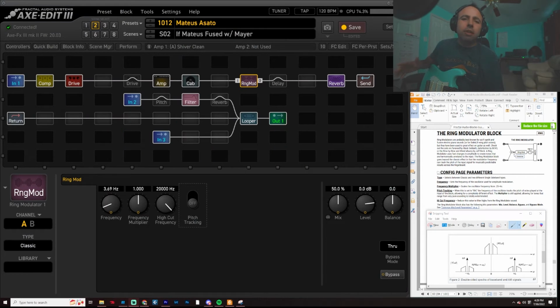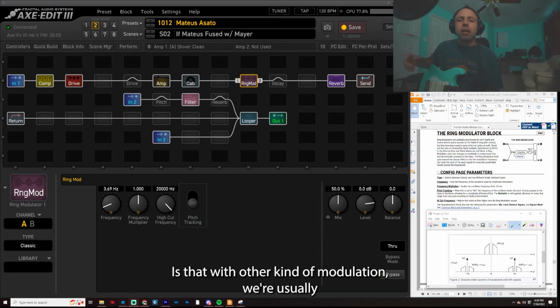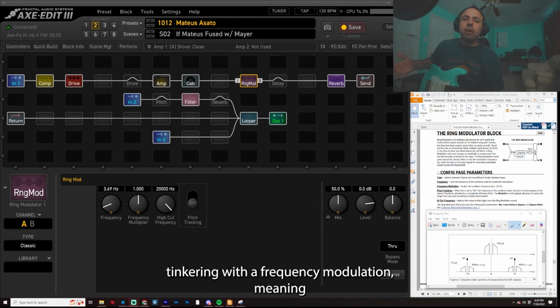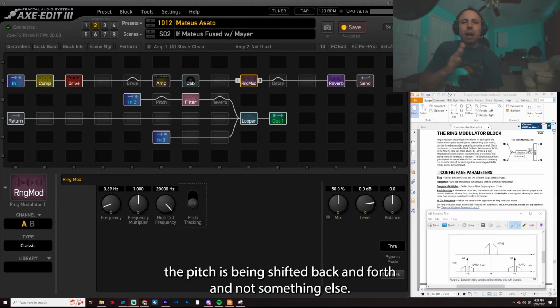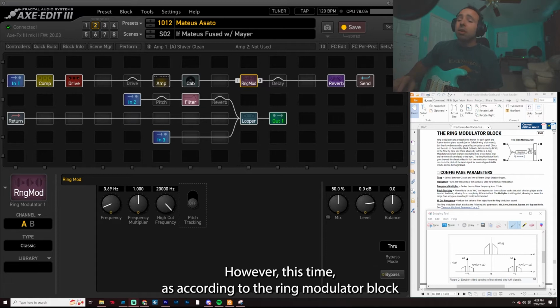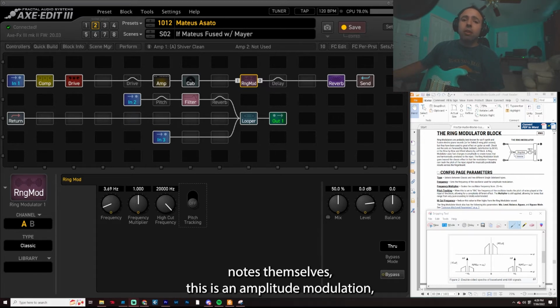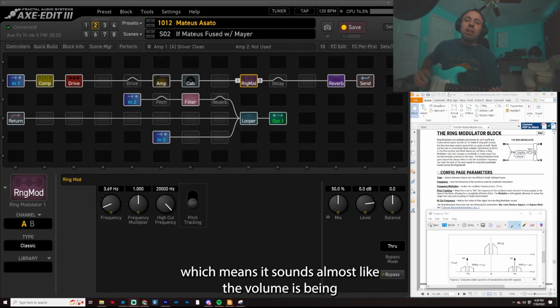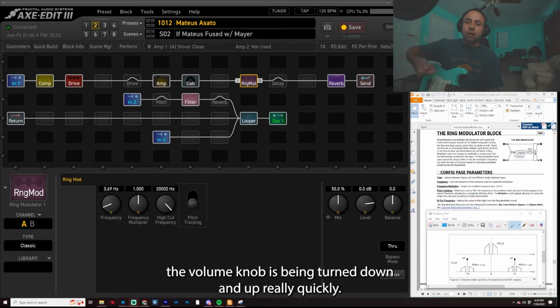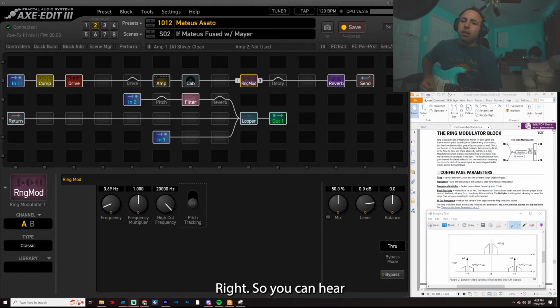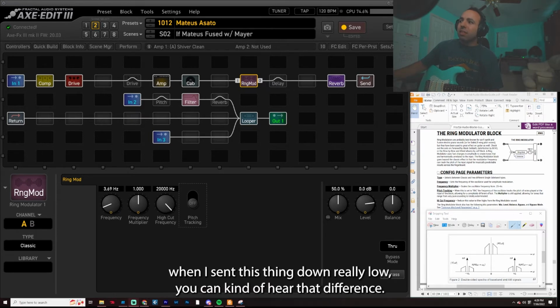But the major deal here is that with other kinds of modulation, we're usually tinkering with a frequency modulation, meaning the pitch is being shifted back and forth and not something else. However, this time, according to the ring modulator block notes themselves, this is an amplitude modulation, which means it sounds almost like the volume knob is being turned down and up really quickly, right? So you can hear. When I set this thing down really low, you can kind of hear that difference.